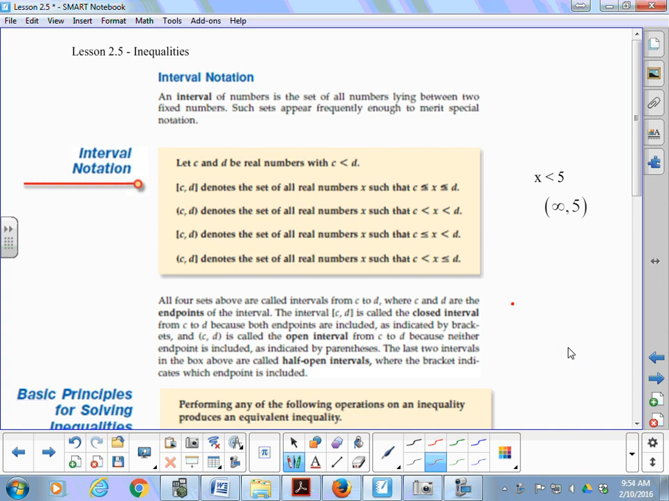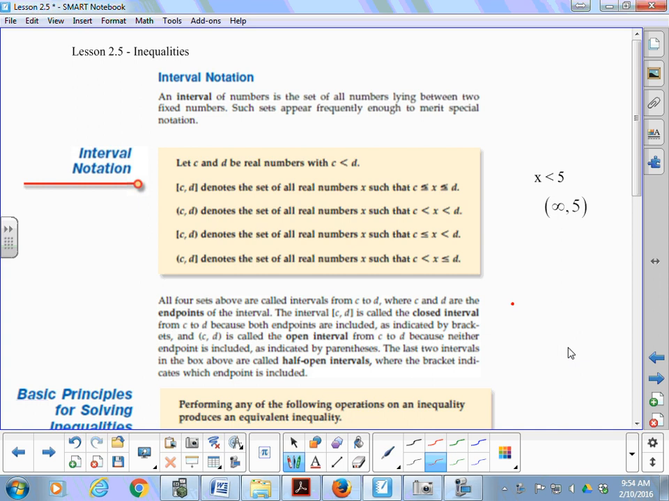Inequalities. First of all, a reminder about interval notation. We're going to write answers in three different ways: using interval notation, a number line, and compound inequalities. And we'll talk about all three of them as we go through this process.